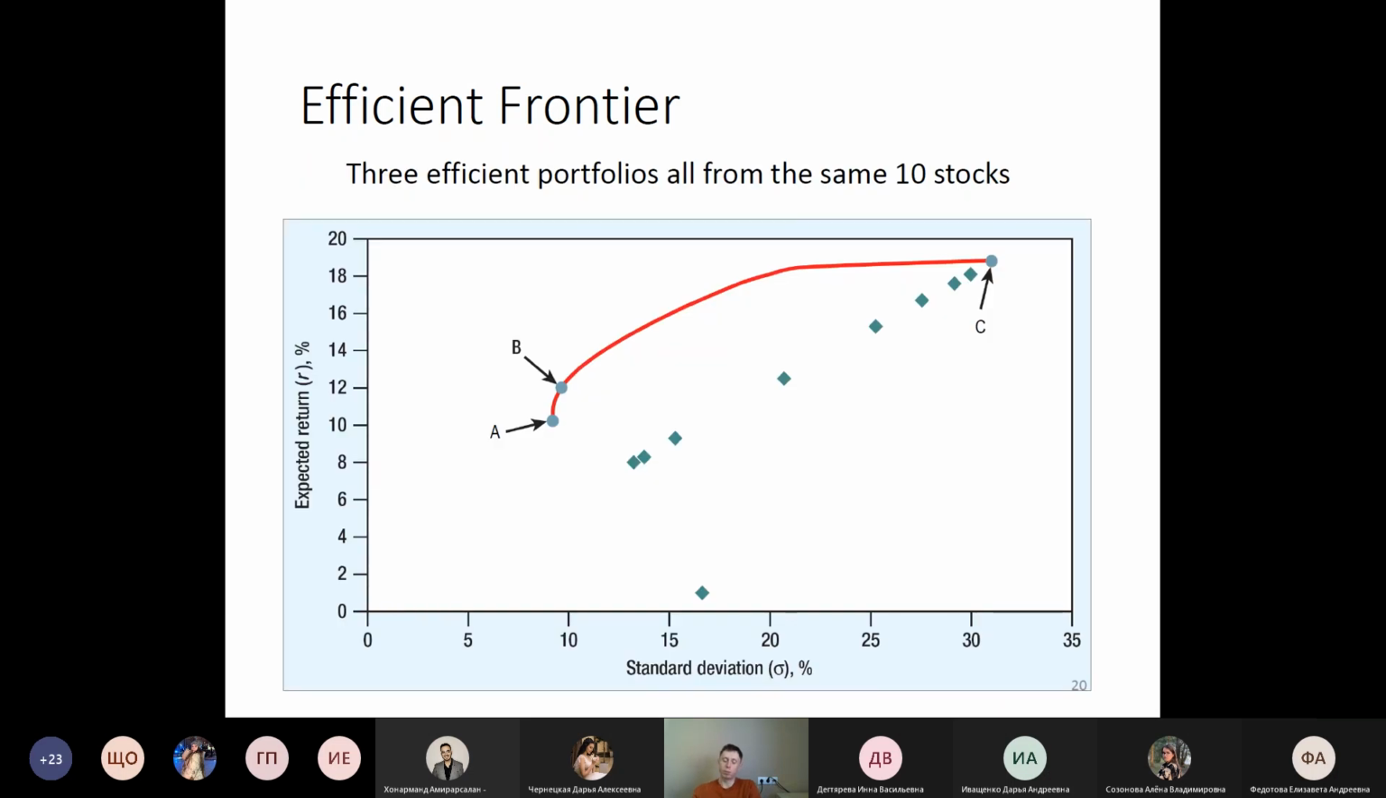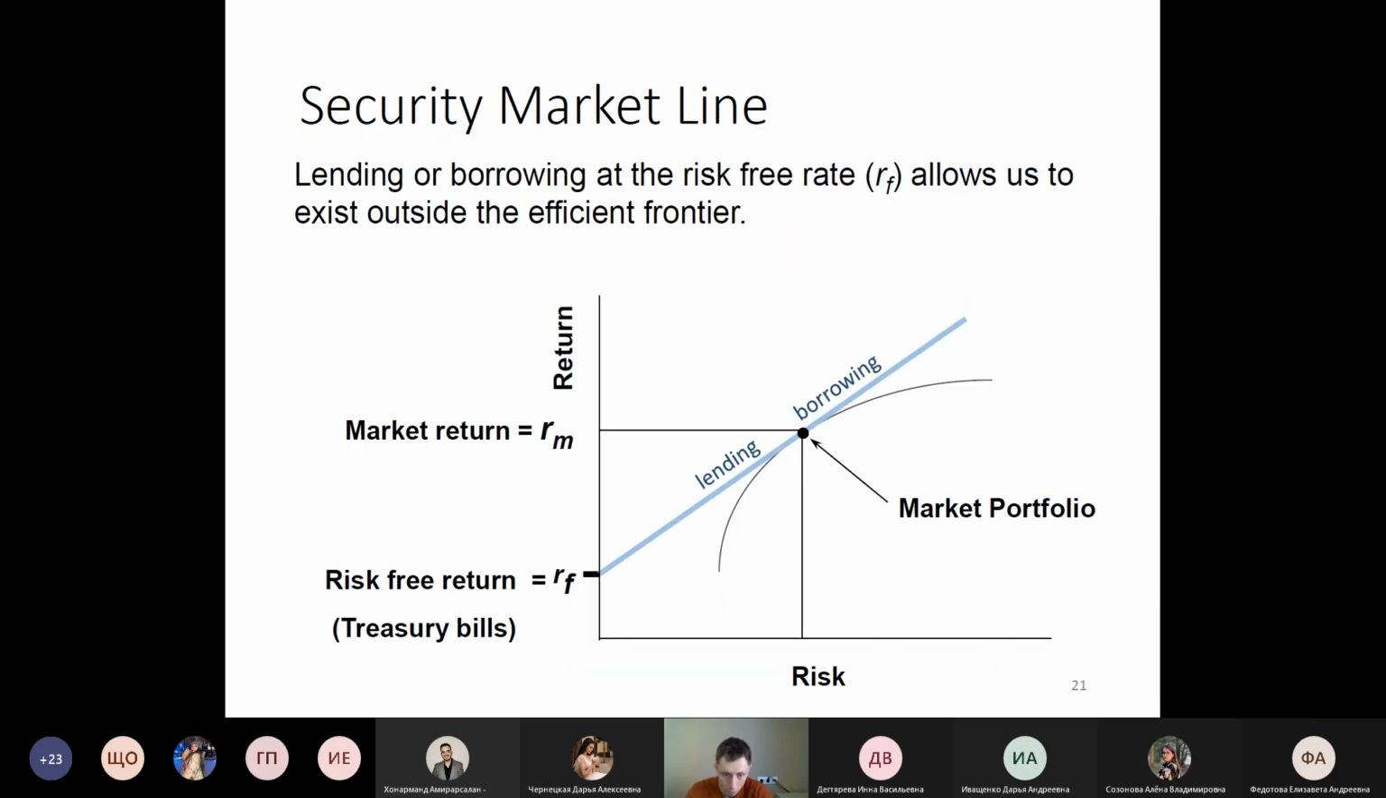All other dots represent each of the individual stocks. And we see that by combining them together, we can achieve better results. Then the next step that we considered was that we can not just choose some risky assets, but we can combine them with risk-free assets to achieve even better portfolios.